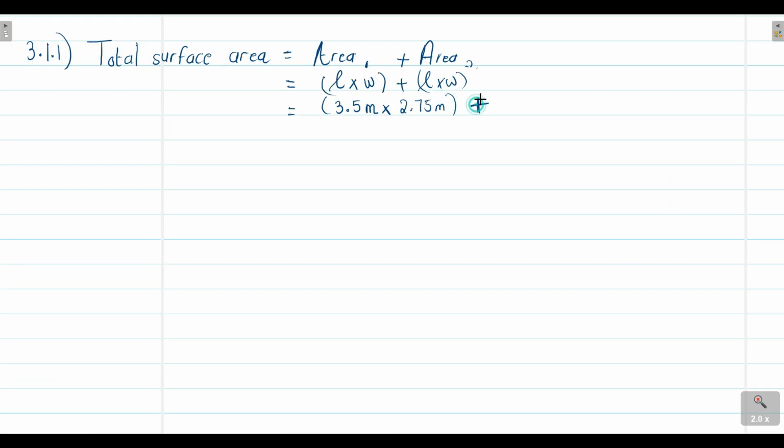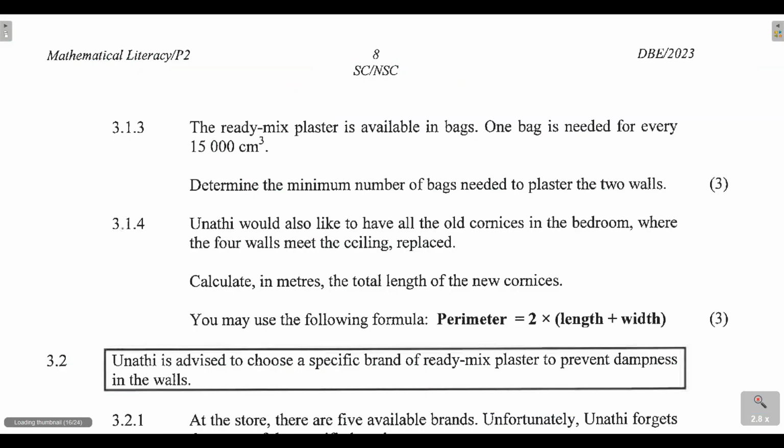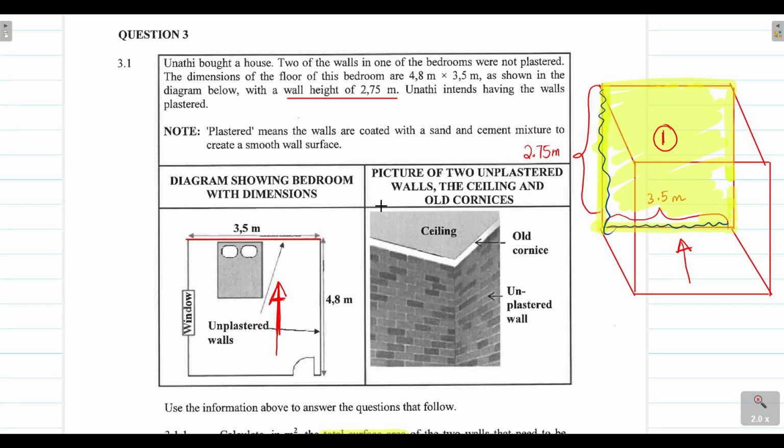Plus, let us have a look at wall number 2. Which one is wall number 2? Do you guys agree that wall number 2 is going to be the wall here on the right? Let me show you guys. It's going to be this wall. So now we are in the room and we are facing that wall there that I've just indicated. Let me highlight that wall now.